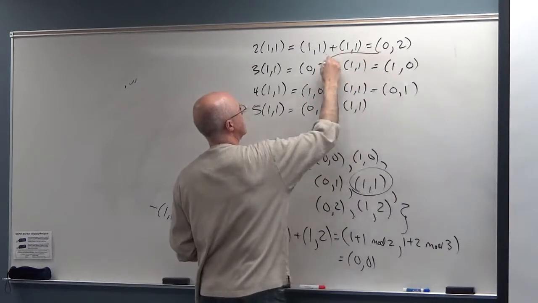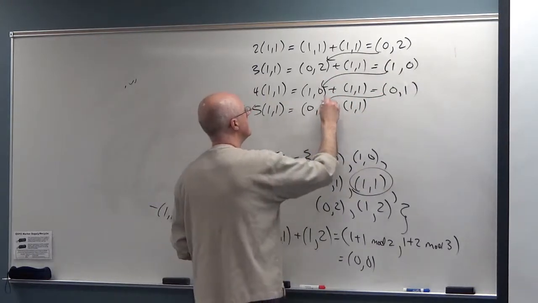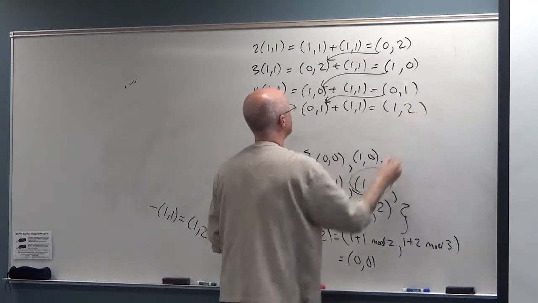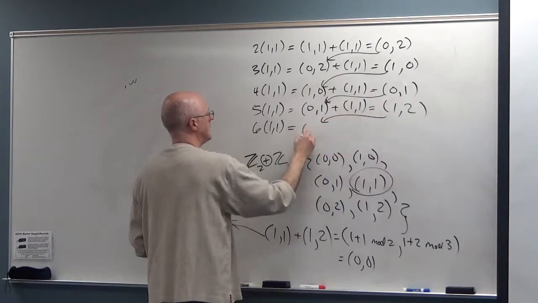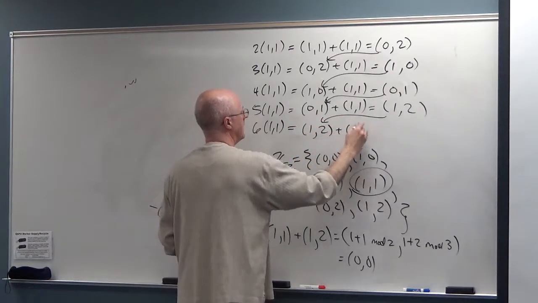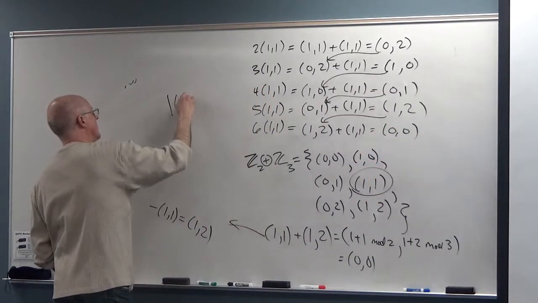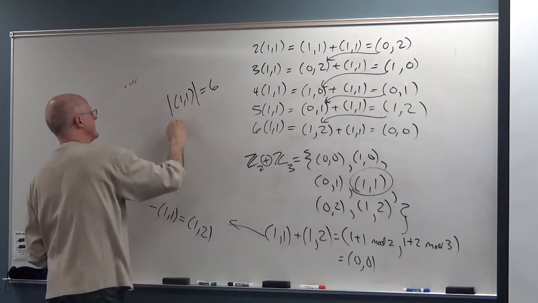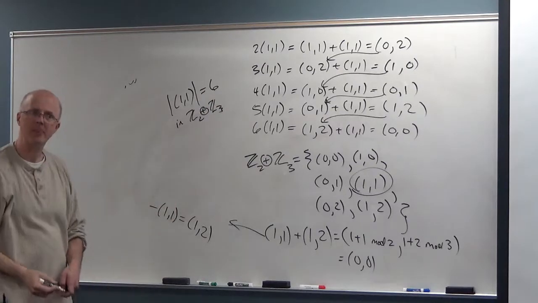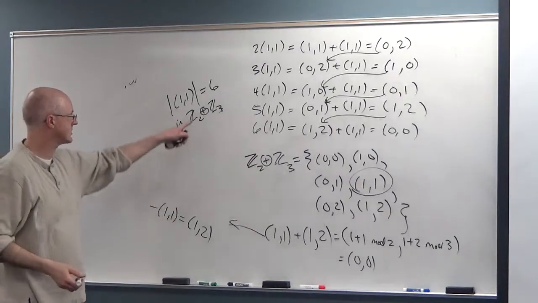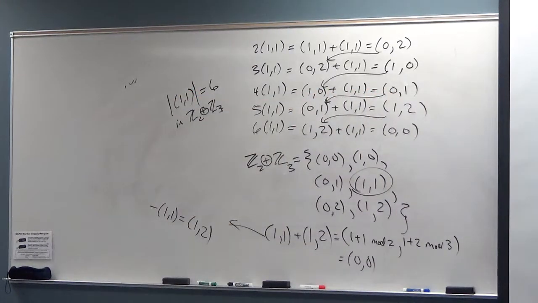By the way, I keep taking the previous answer and putting it on the left over there, and then keep adding (1, 1) to it. We get back to the identity. The order of (1, 1) in this group is 6 in the Z2 external direct product with Z3. Z2 external direct product Z3 is cyclic. It's isomorphic to Z6. This is true.